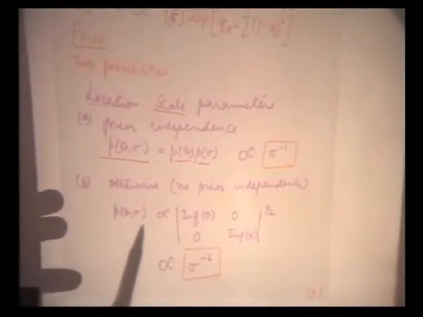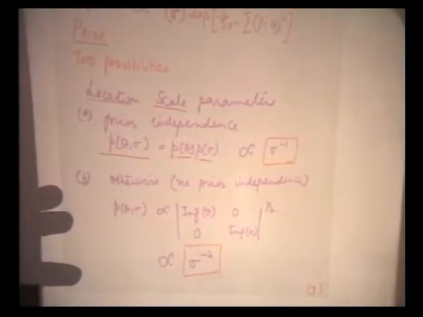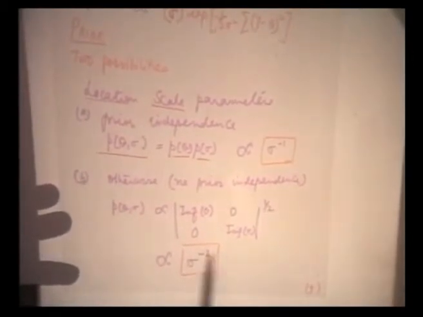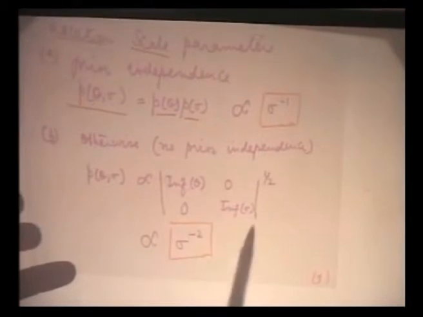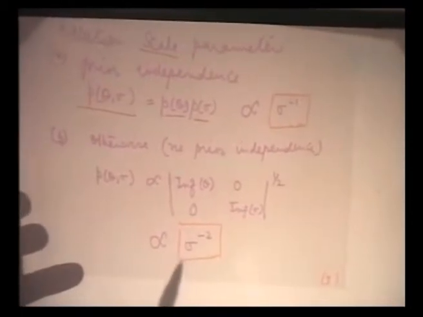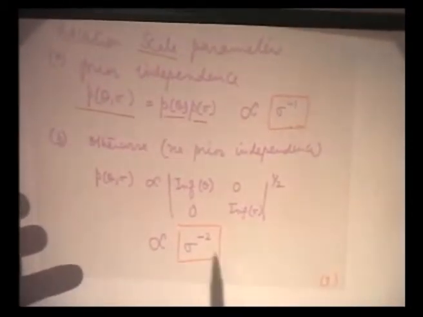But of course, I should have actually described what the Jeffreys' invariance prior is. Let's talk about that first. Well, the Jeffreys' prior in a multi-parameter situation tells us that the prior distribution is proportional to the square root of the determinant of the information matrix, the Fisher information matrix.